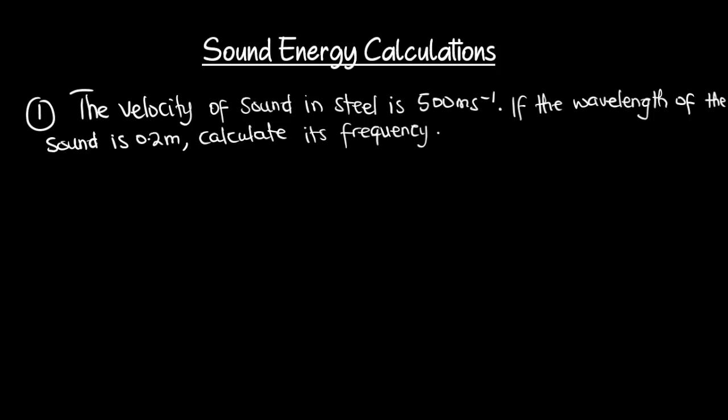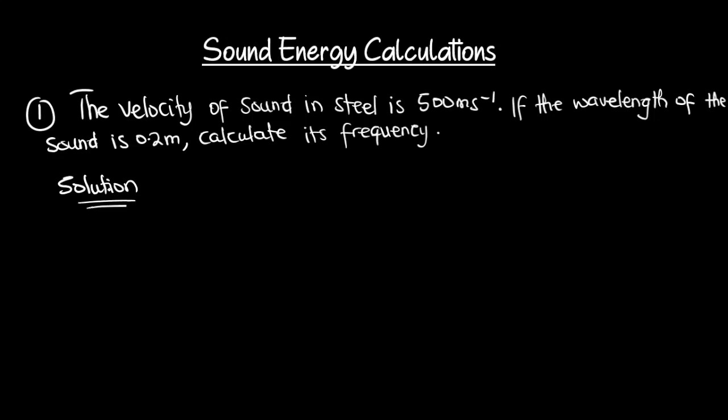In this video, we want to look at some calculations involving sound energy. Now let's look at the first example that we have over here. The question reads, the velocity of sound in steel is 500 meters per second. If the wavelength of the sound is 0.2 meters, we are to calculate its frequency. Okay, now this is very easy to do. So let's look at the solution to this problem.